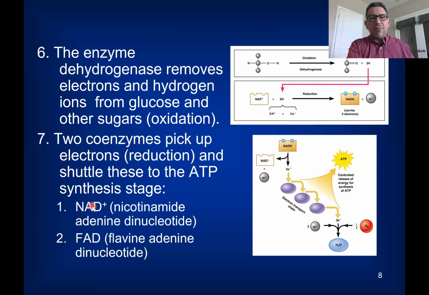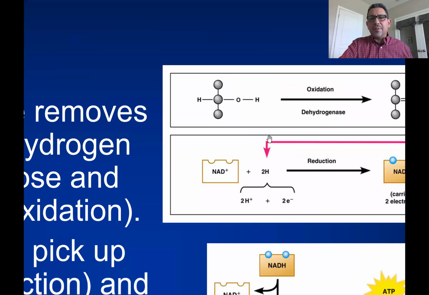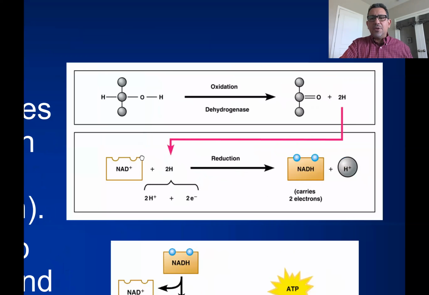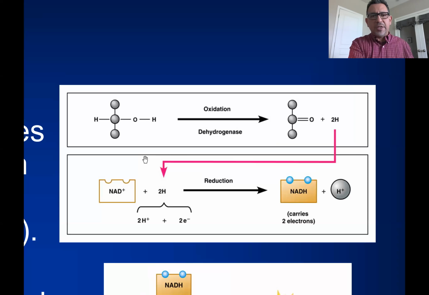Electrons are going to travel in pairs. Each molecule of NAD, which is like a coenzyme, can carry 2 electrons. And you can see what happens. I want to see if I can expand on this illustration that I have. Look at the work of dehydrogenase.